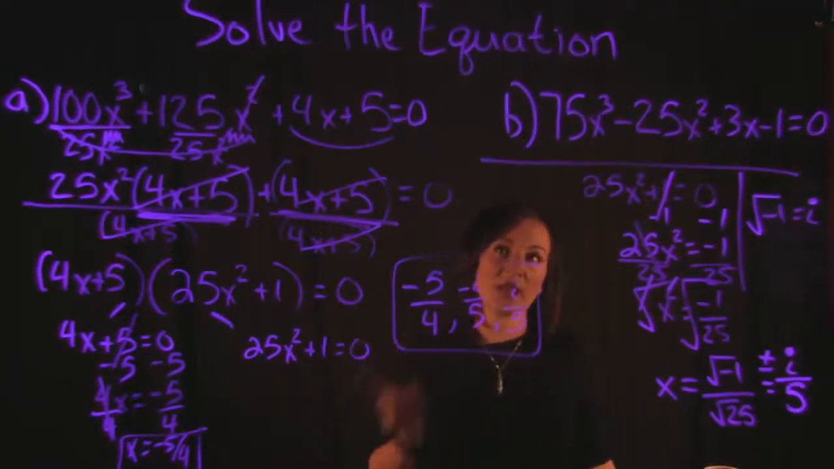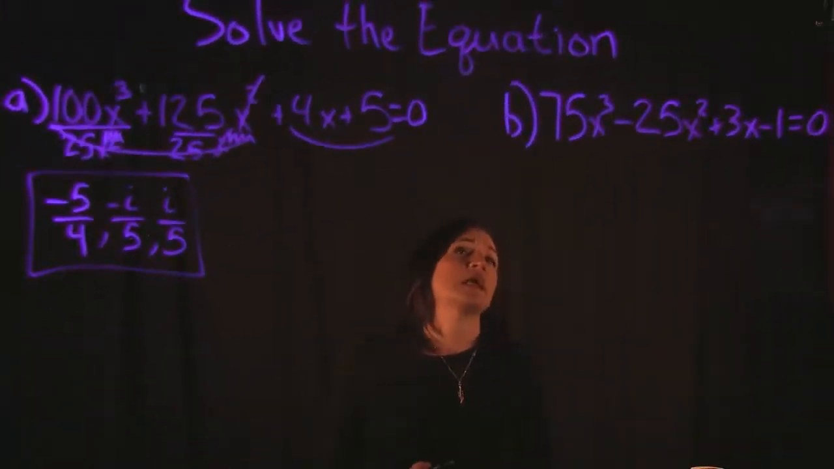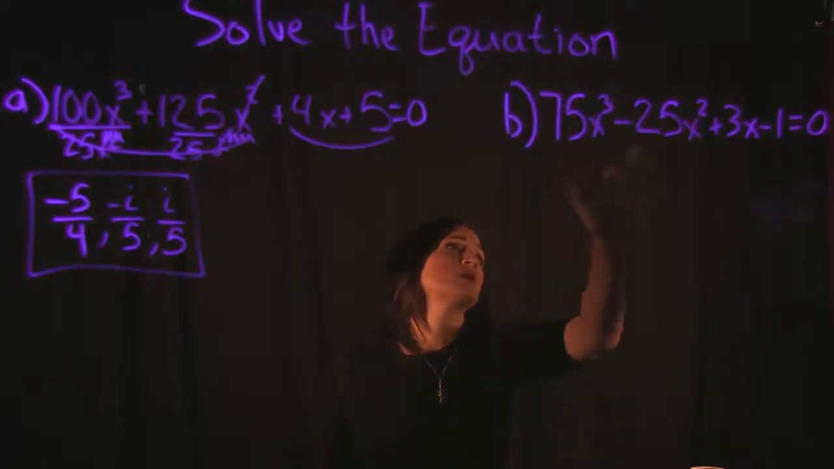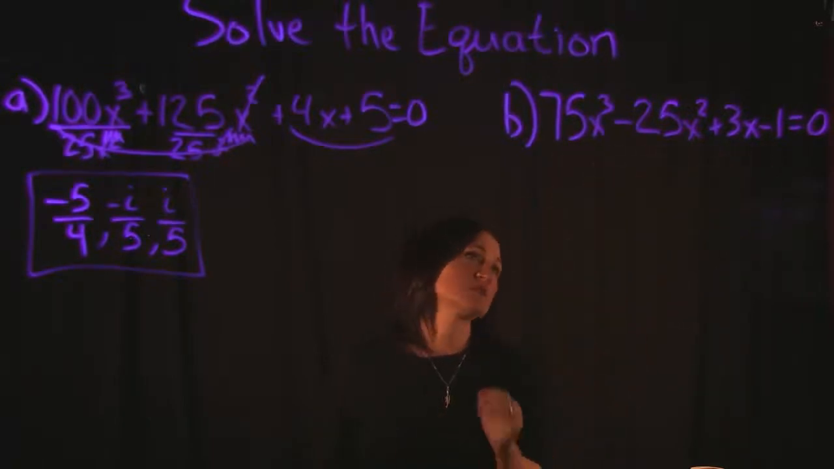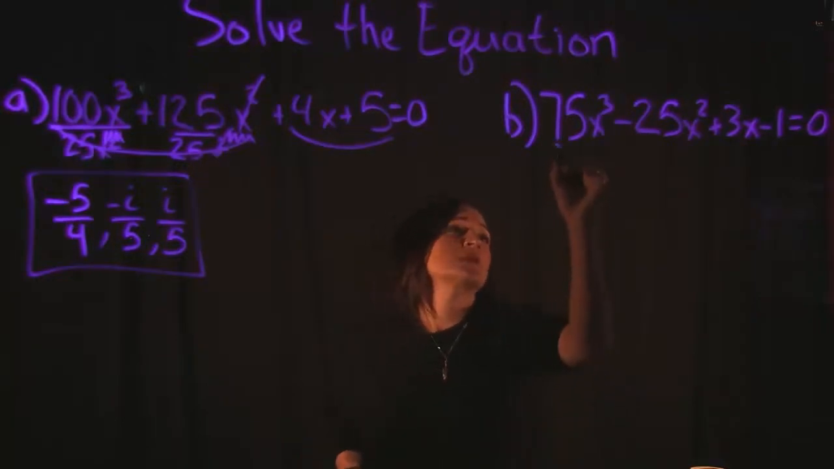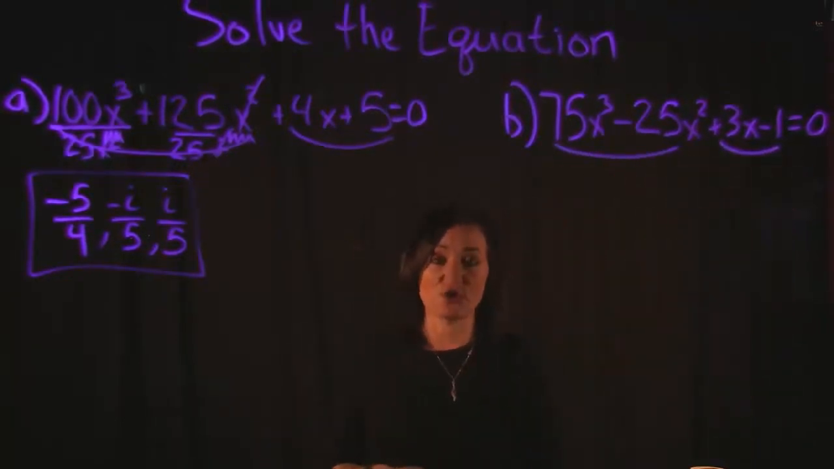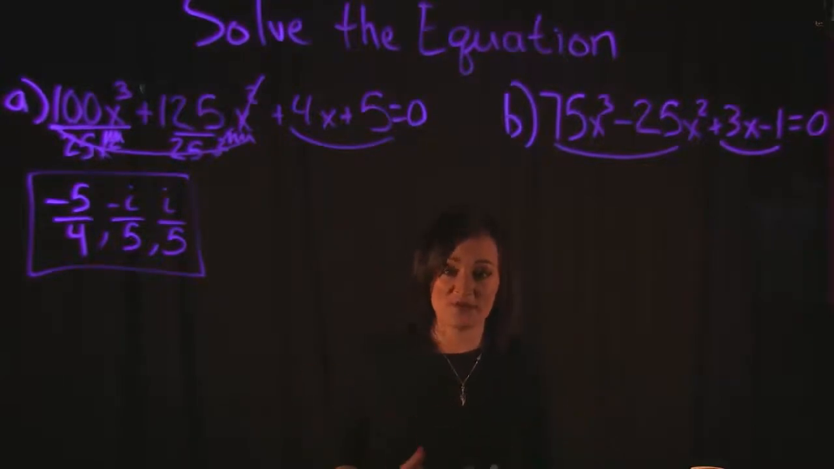Otherwise, we're going to move on and let's work with example B. Example B is very similar to example A. Taking a look at example B, we have 1, 2, 3, 4 different terms in our equation. We're going to use factor by grouping to try and solve this equation as well. That means I'm going to group together my first 2 terms, group together my second 2 terms, and look for a greatest common factor of each one of those groupings.